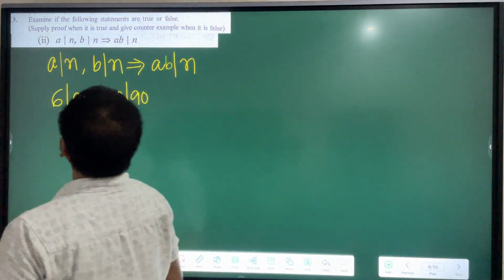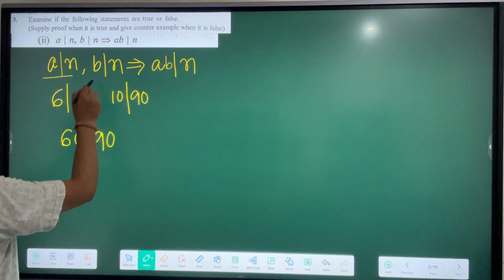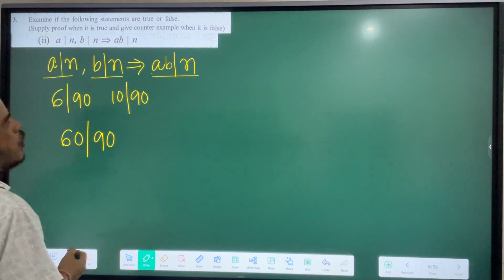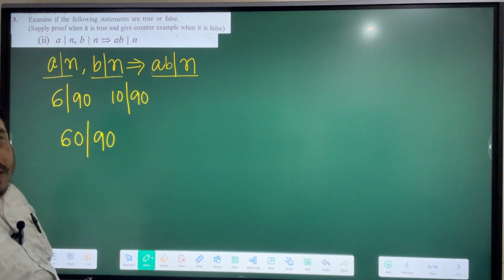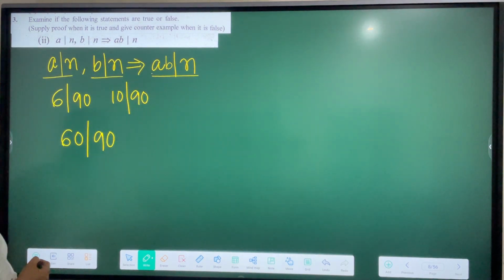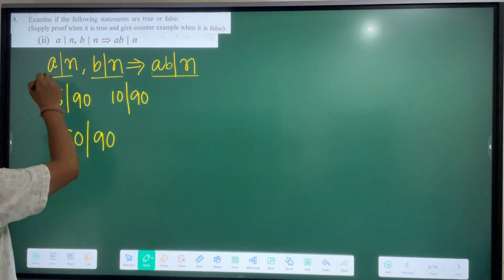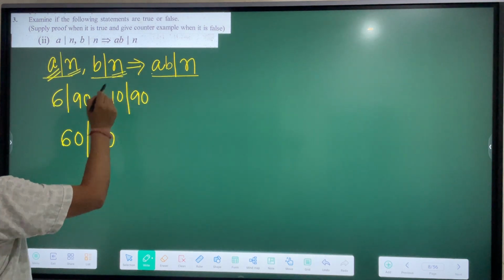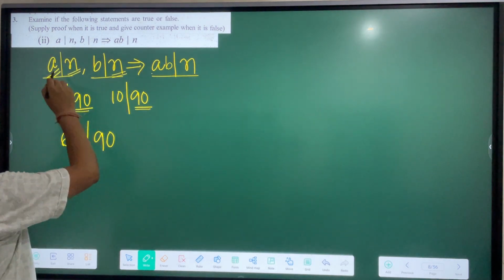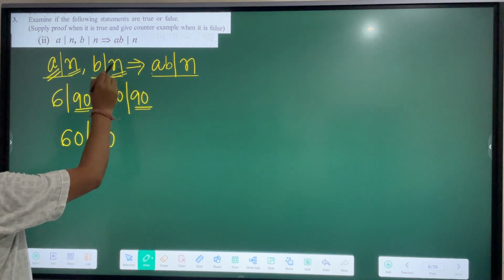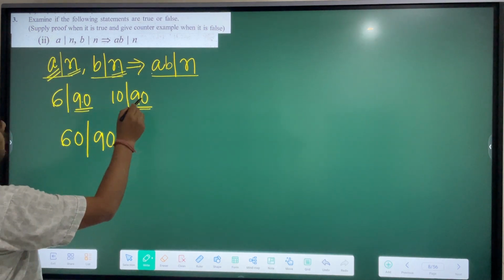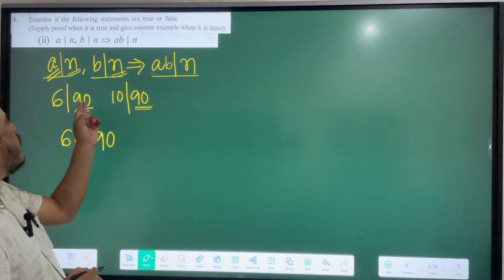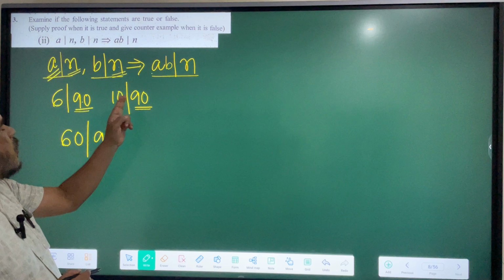Next, number 2. If A divides N, it is given B divides N, then AB divides N. We have to show whether it is true or false. For example, take N as 90. A divides N, B divides N. 6 divides 90, 10 divides 90. 6 15s are 90 and 10 9s are 90. So 90 is divisible by 6 and 90 is also divisible by 10.